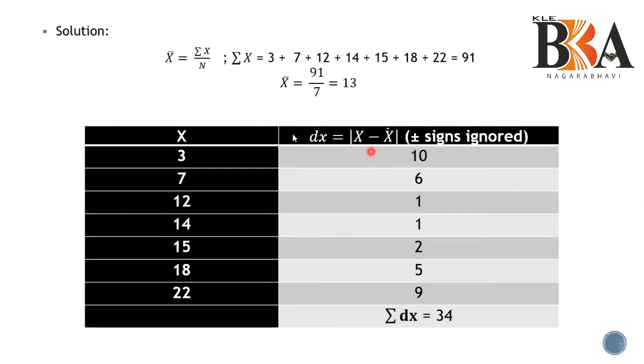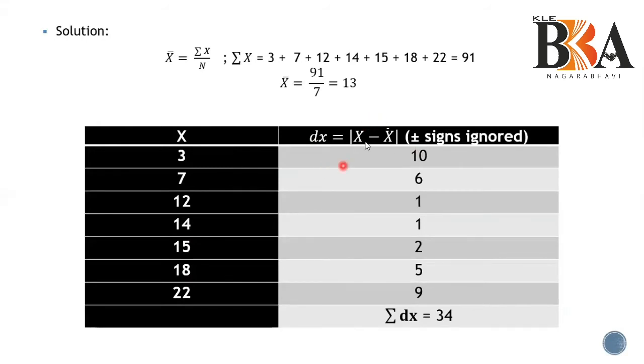So when you have got this, you have to make a table, because we have just found the mean value. Now we need to find the mean deviation as well as the coefficient of mean deviation. To find that, you have to put a table like this. One column is x, the values, then you have to find dx.